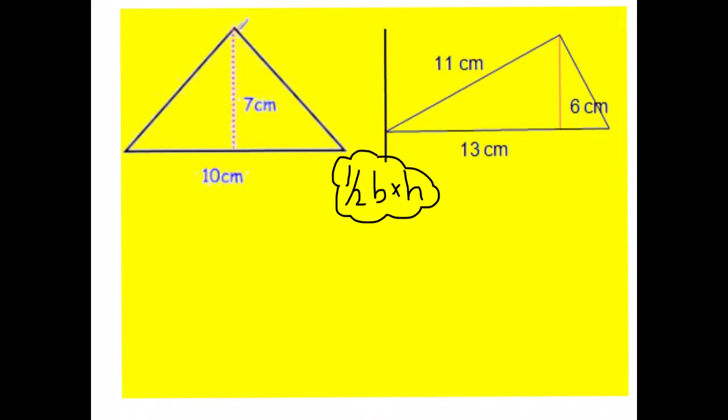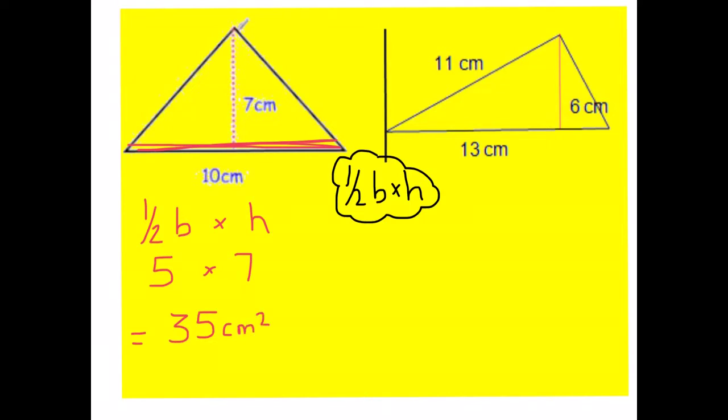So working on our triangle on the left, we can see that the base is 10 centimeters in length. So I put my equation in, half the base times the height. So half the base, half of 10 is 5. My height, you can see, is 7 centimeters. 5 times 7, 35 centimeters squared.